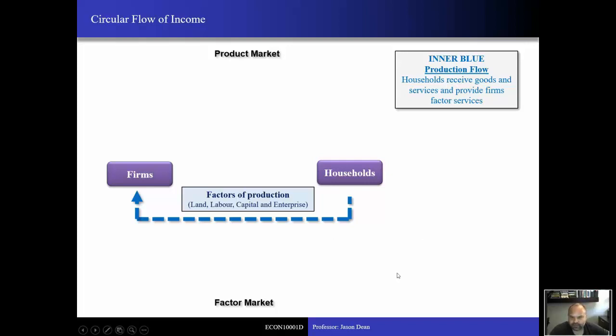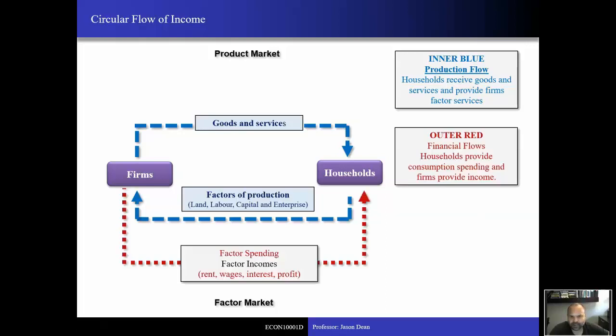And what do the firms do with it? Well, they make goods and services. Okay, so this flow here is of the physical production. So we call this the production flow, and this is just telling us about the exchange that's going on between the households and firms. So households provide all of the things necessary to produce goods and services to the firms, and the firms use that to make these goods and services.